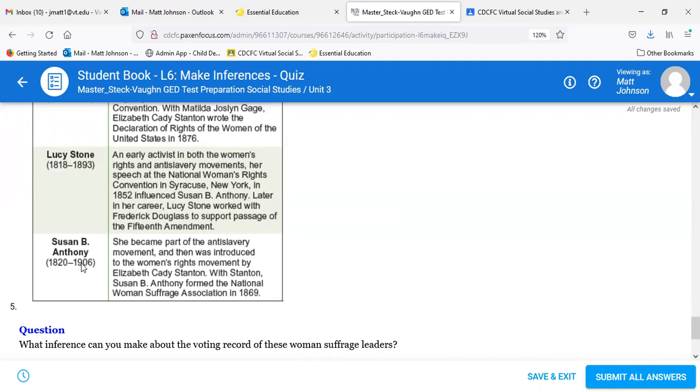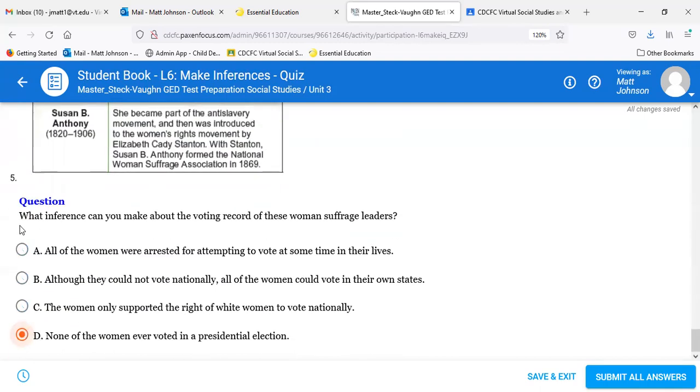So sadly, all these women that worked, really, and made it their life's work, didn't get the right to vote. Their work secured it for women later, but they themselves weren't able to take advantage of it because the amendment didn't pass until later. So yeah, D there, none of the women ever actually voted in a presidential election. So, all right, that's our quiz.